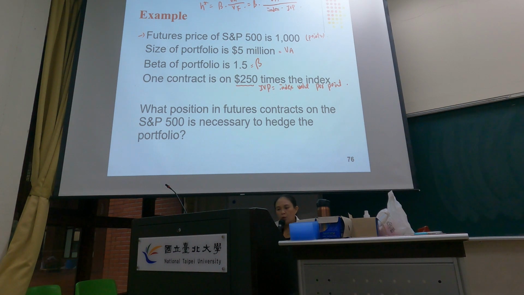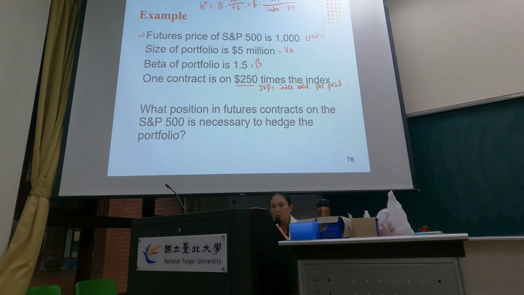Okay, so what position in the futures contract on SP 500 is necessary to hedge the portfolio? Now very importantly, currently our portfolio beta is 1.5. So you can fully hedge your systematic risk by making beta equal to 0. That's your target, okay? But alternatively, you can use the futures contract to increase or decrease your beta as well, okay? So that's the adjustment.